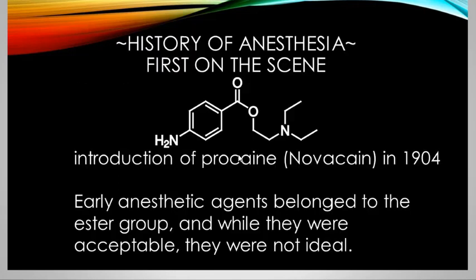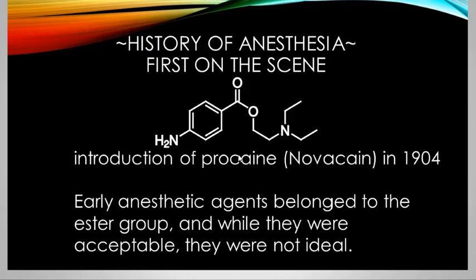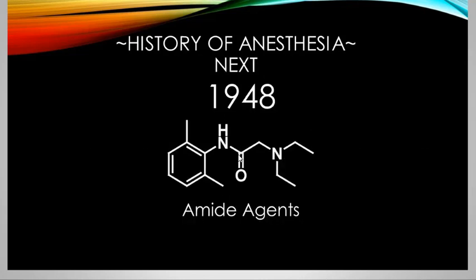So let's talk a little bit about the history of the first anesthetic on the scene, which was Novocaine, and it came on the scene in about 1904. This early anesthetic agent belonged to the ester group, and while it was acceptable, it wasn't really ideal for the reasons that we previously mentioned. It wasn't necessarily that immediate. Profound anesthesia wasn't there, and it did offer some allergenicity and some toxicity. So although it did work, it was still falling short.